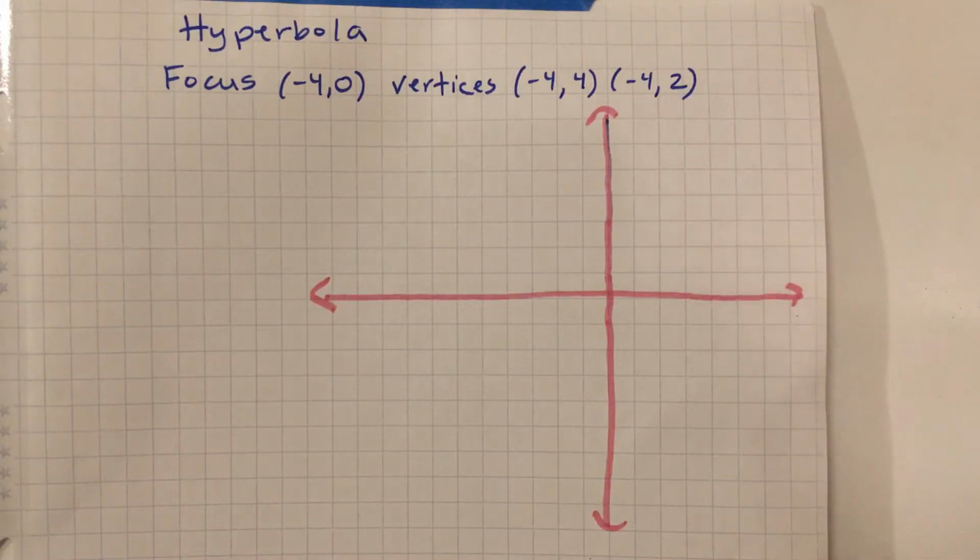Today I'm going to give you 3 pieces of information, and you're going to write me the equation and finish the graph. Okay? All right, so it says that there's a hyperbola with a focus at -4, 0.